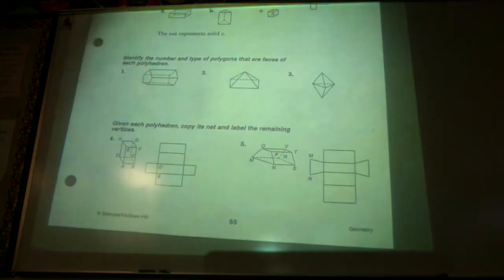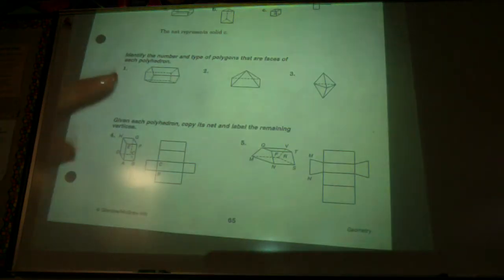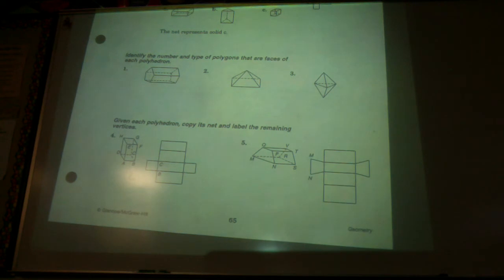So let's look at questions 1, 2, and 3. So identify the number and type of polygons that are on the faces of each polyhedron. Solids are called polyhedrons.